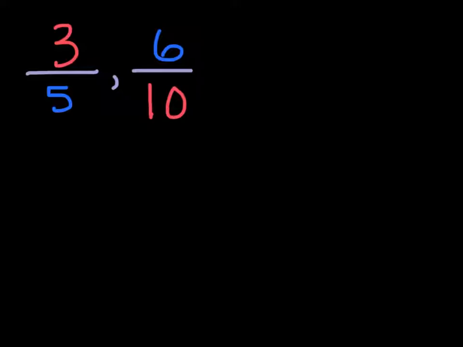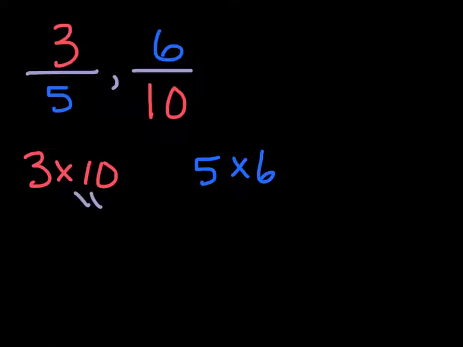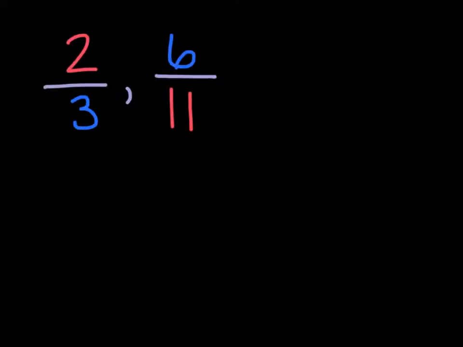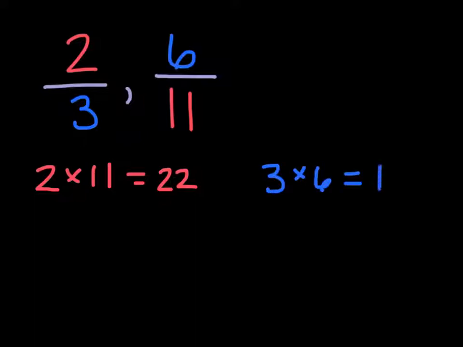the cross products would be 3 times 10 and 5 times 6. Notice that for the ratios 3/5 and 6/10, the ratios are equal, and so are their cross products, both equal 30. For the ratios 2/3 and 6/11, however, our cross products are not equal, and neither are the ratios.